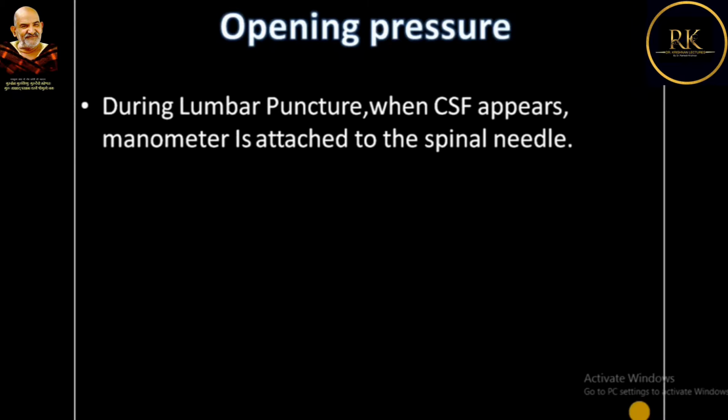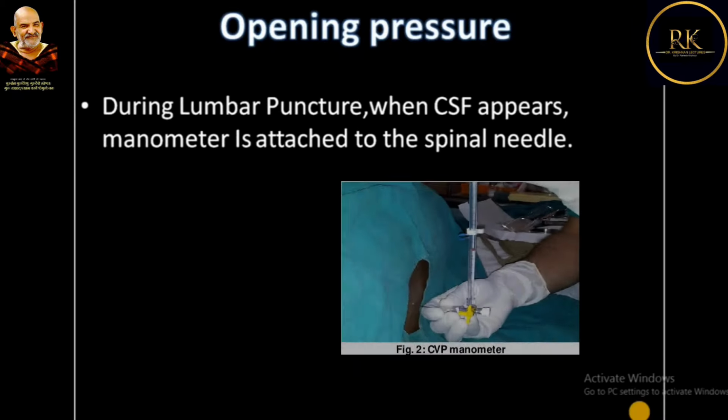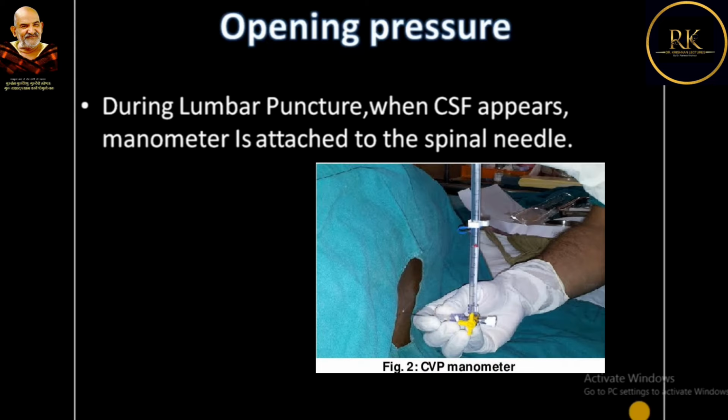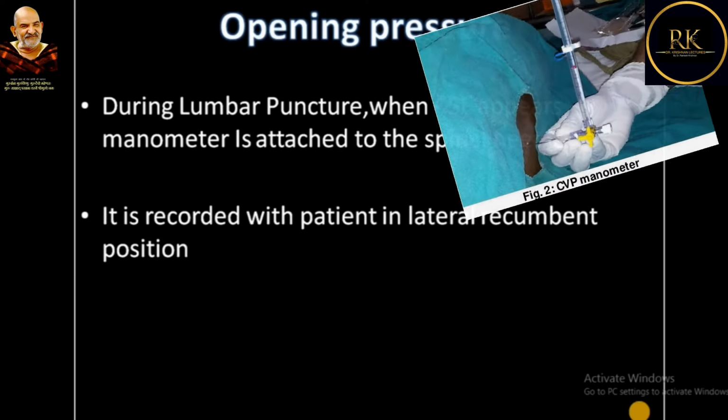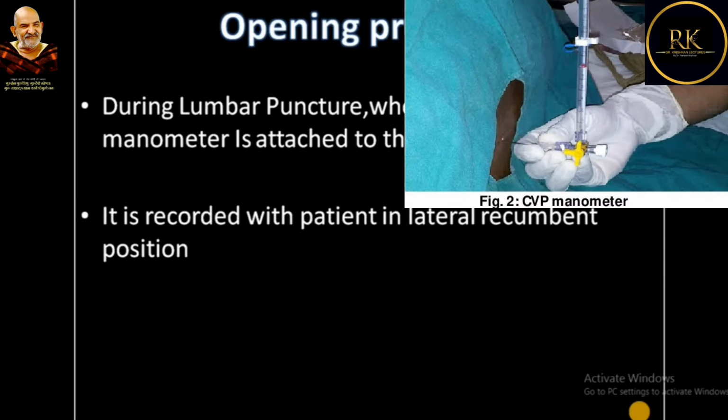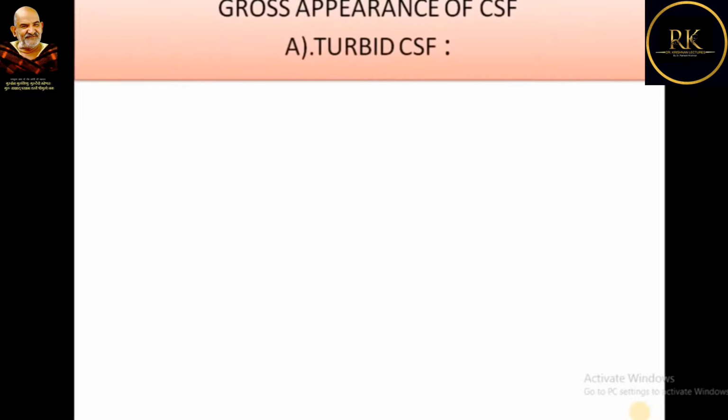Then opening pressure. During lumbar puncture, when CSF appears, a manometer is attached to the spinal needle. It is recorded with the patient in lateral recumbent position. Gross appearance of CSF. Normal appearance of CSF is clear.